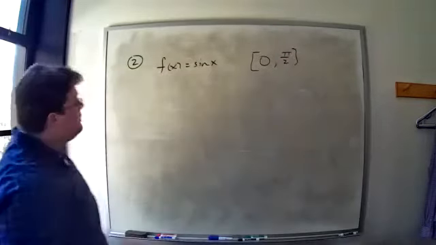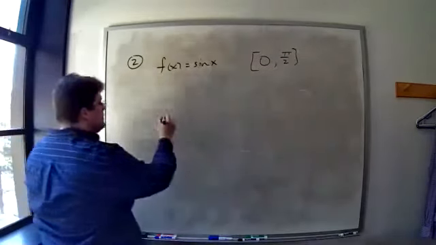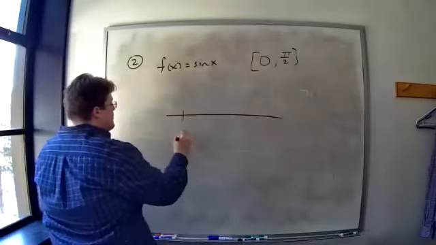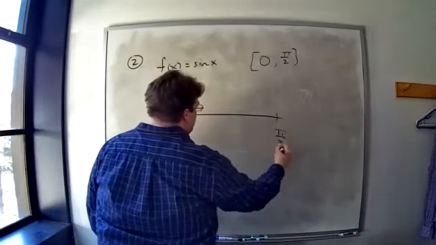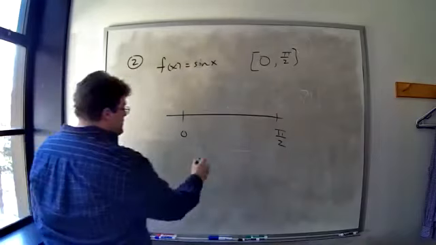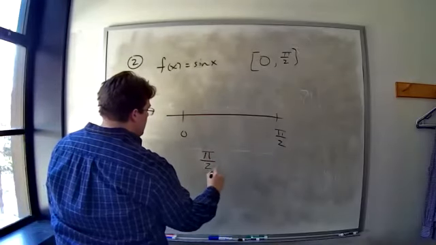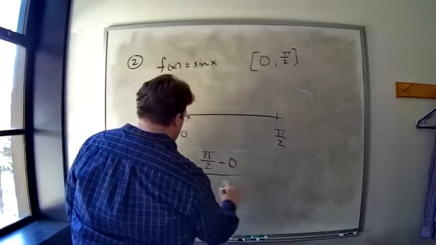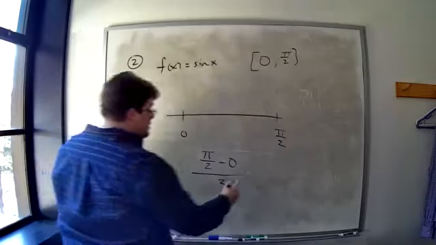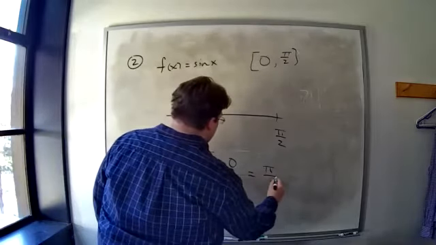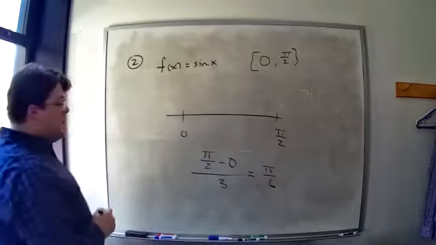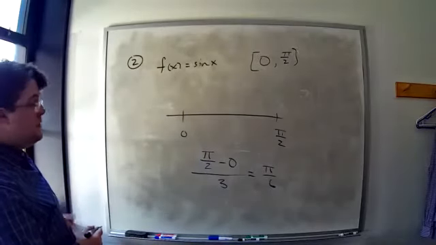So we have the interval 0 to pi over 2. We're using 3 rectangles. So let's label 0. Let's label pi over 2. We're dividing this interval, which has length pi over 2, into 3 pieces. So each piece will have length pi over 6.